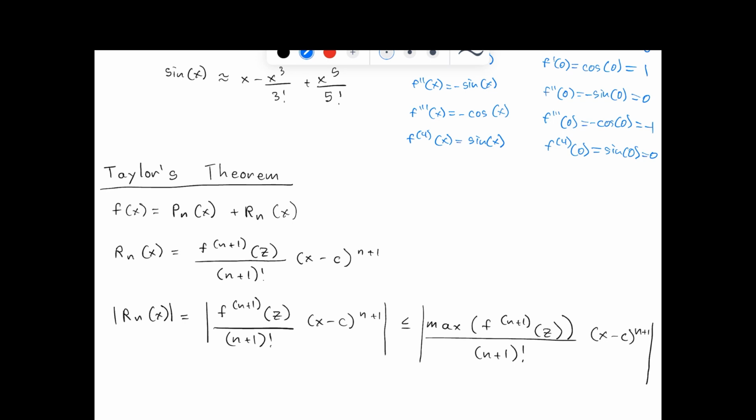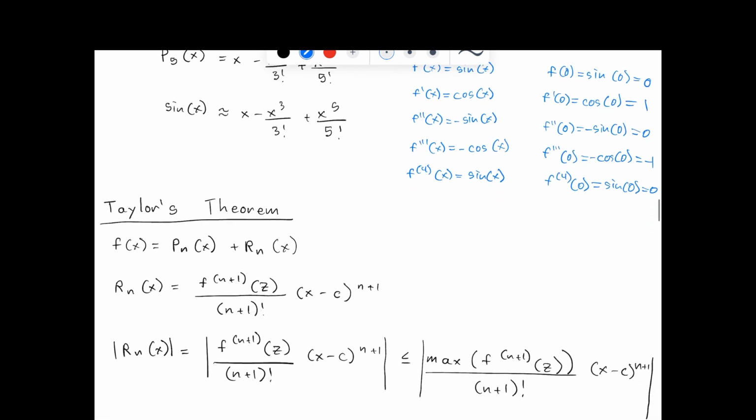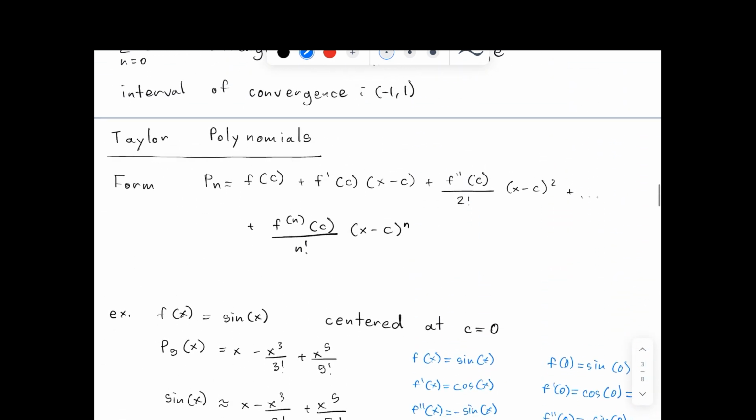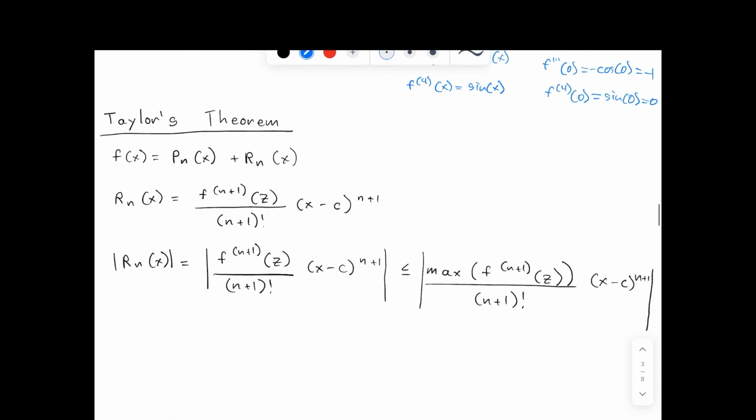f of x as some approximation up until degree n, according to this general form of Taylor polynomials, which, let me scroll up 1 second, is right here, plus some remainder term. And according to Taylor's theorem, this remainder term is defined as the n plus 1th derivative evaluated at some point z, where that point z is somewhere in the interval of values that you're considering, over n plus 1 factorial times x minus c to the n plus 1.